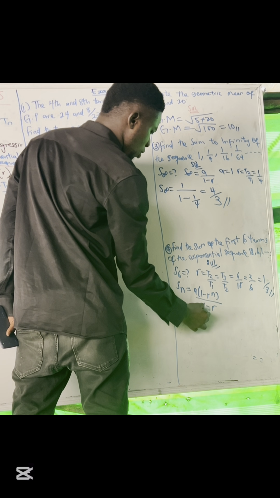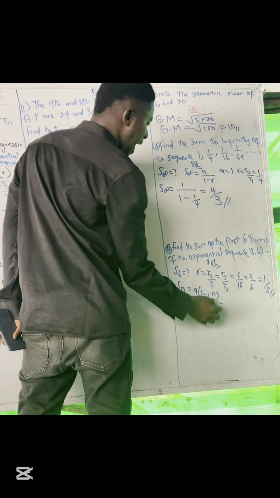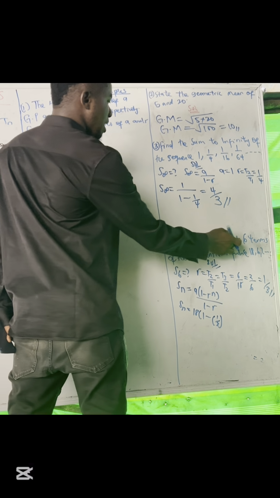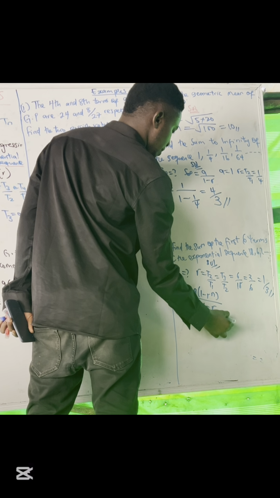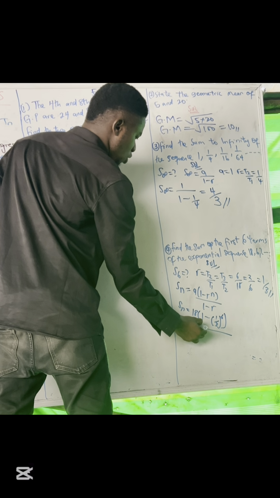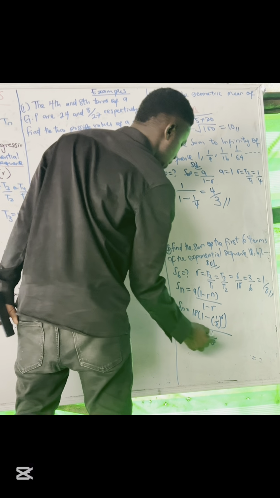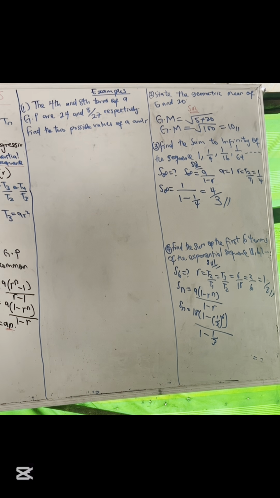That is 18, open bracket, 1 minus r, that is 1 over 3. My n, that is the number of terms, 6, raised to power 6, close the bracket, all over 1 minus r, and r is what? 1 over 3. So therefore, guys, you don't need to stress yourself with this.